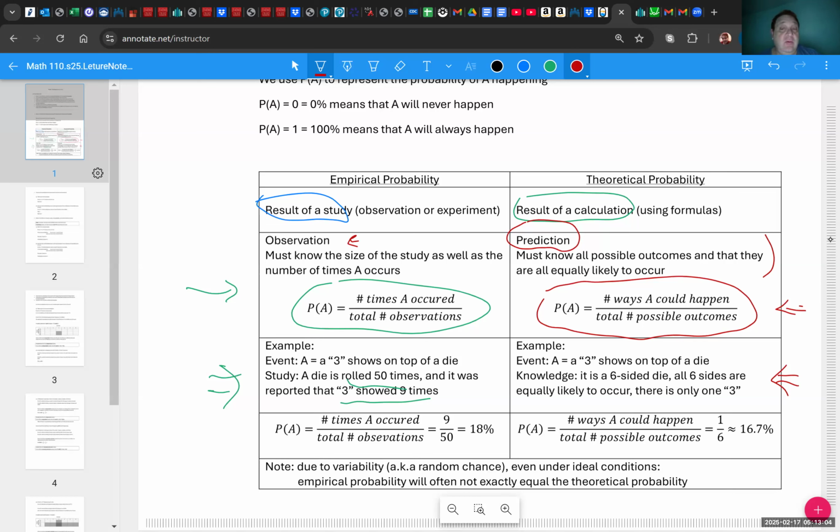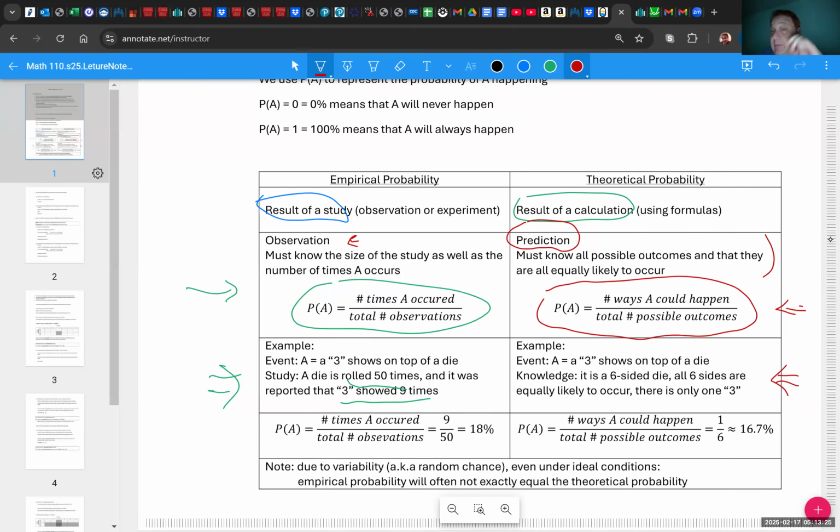Now, you may reflect on the fact that we don't actually need to know any of that for empirical probability. It's literally how many times 3 showed up. It didn't have to be a 6-sided die. It could have had other sides or more than one 3. It didn't matter because empirical probability is just the results of a study. We rolled the die 50 times, 9 of them came up 3s, 9 out of 50, that's our probability.